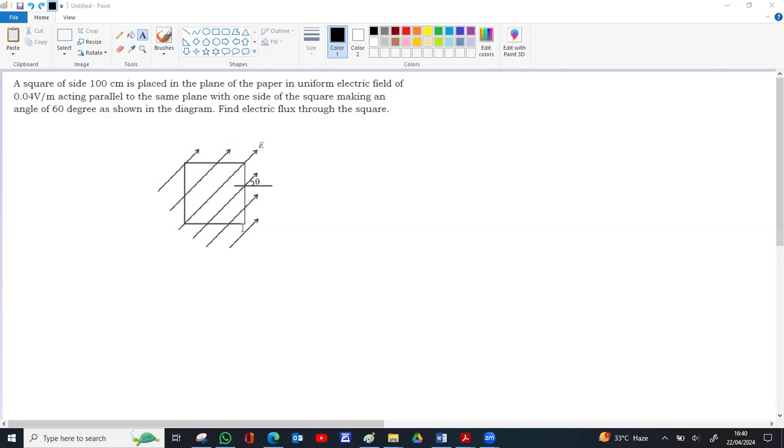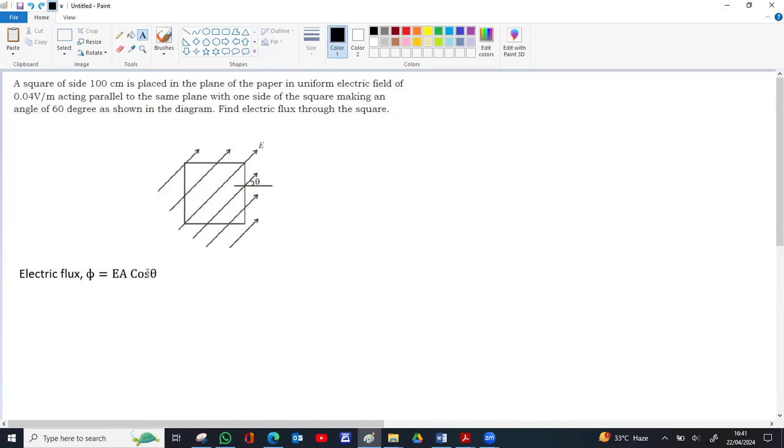One side of the square and the electric field make 60 degrees. Find the electric flux through the square. The electric flux formula for a single surface is EA cos theta. In that, E stands for the magnitude of electric field intensity, which is given as 0.04 volt per meter. A is the magnitude of area. Side is 1 meter, so area is 1 meter square.